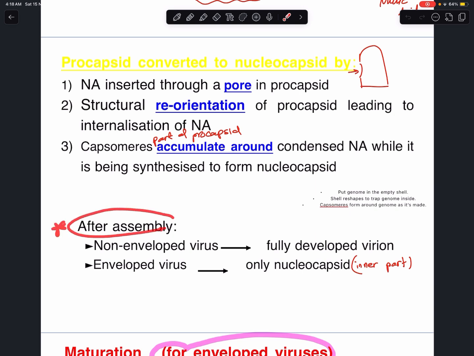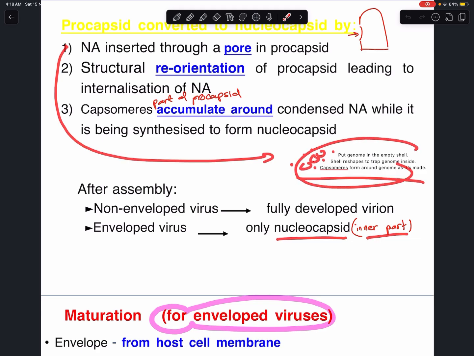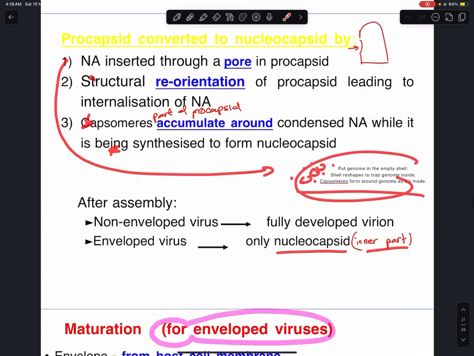So, after assembly, some viruses stop here at the assembly, some are not, like enveloped viruses and their envelope. Non-enveloped viruses are then a fully developed virion, but for enveloped viruses, it has only the inner part, the nucleocapsid. Here is just the simple thing for these 3 points, okay? You can read it after you finish these main 3 to make it easier.